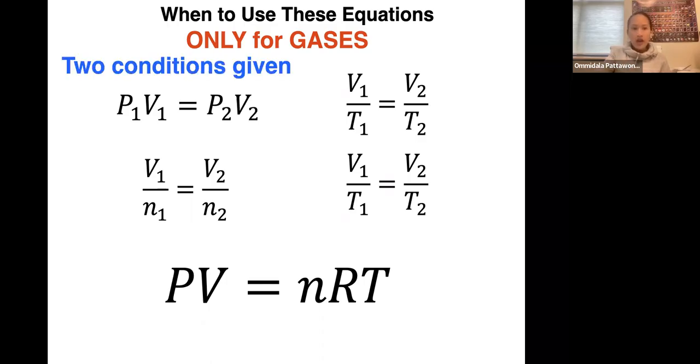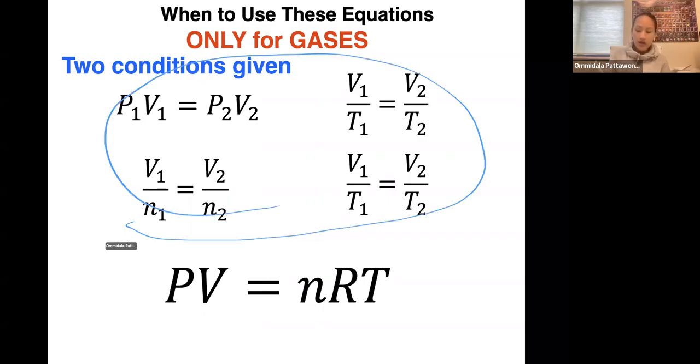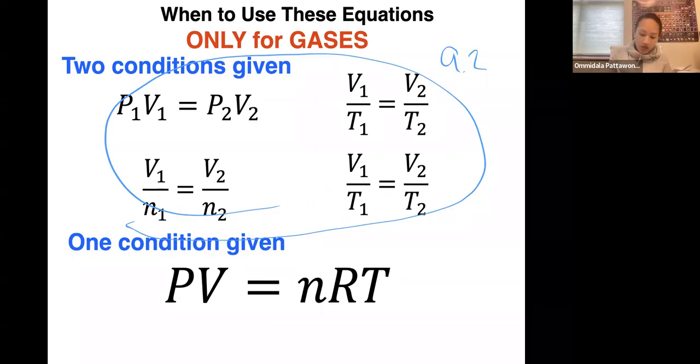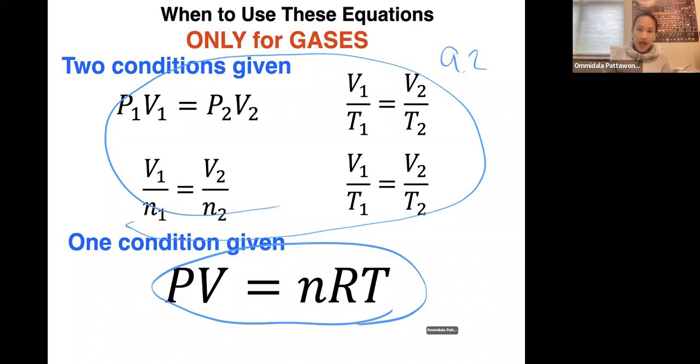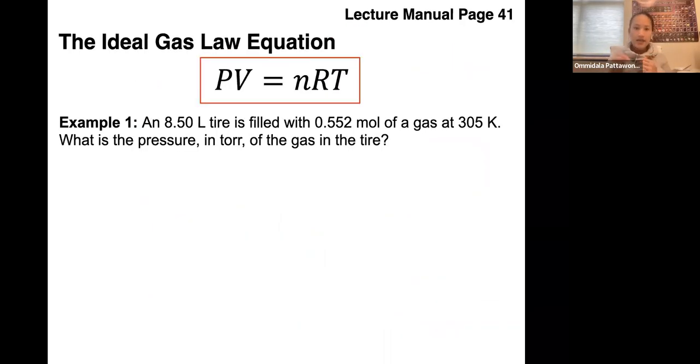When there are two conditions given, then you are going to use the simple gas laws that you learned in chapter 9.2. But when there is only one condition given, like only one value of pressure, one value of volume, one value of temperature, or one value of mole, this is the one that you are going to use, which is the ideal gas law, in this chapter 9.4 that we are learning right now. I want you to differentiate that first. So let's take a look at an example here.